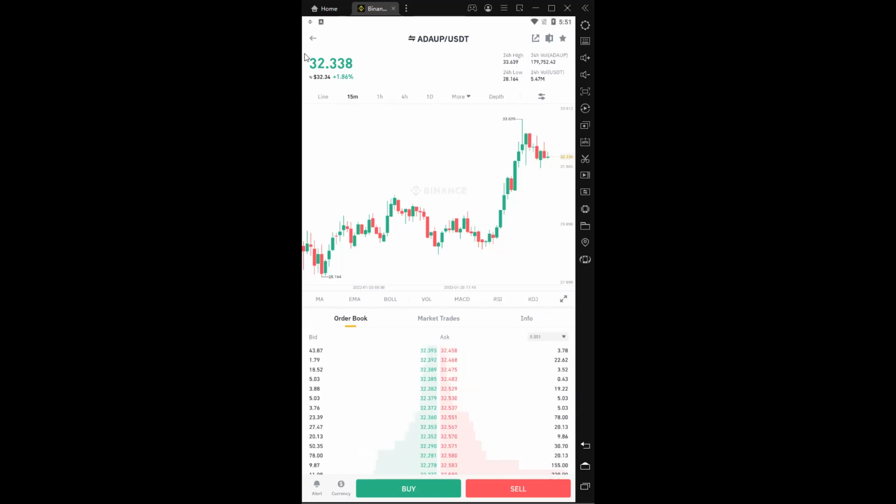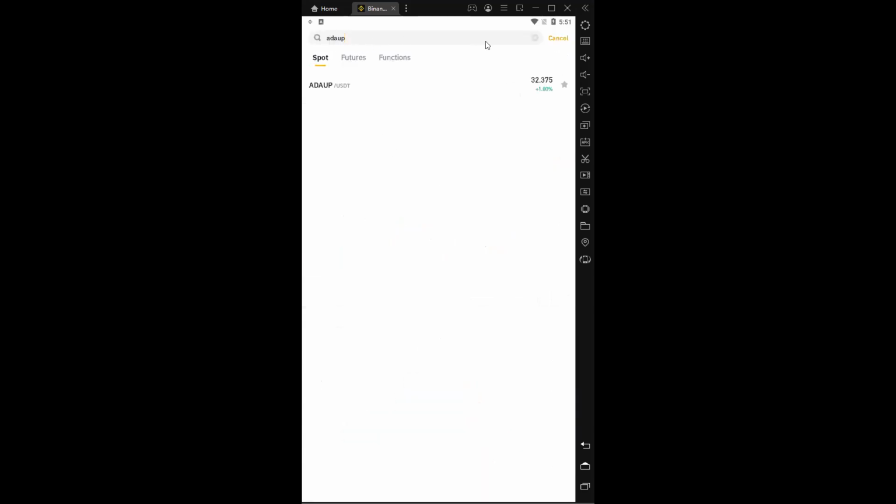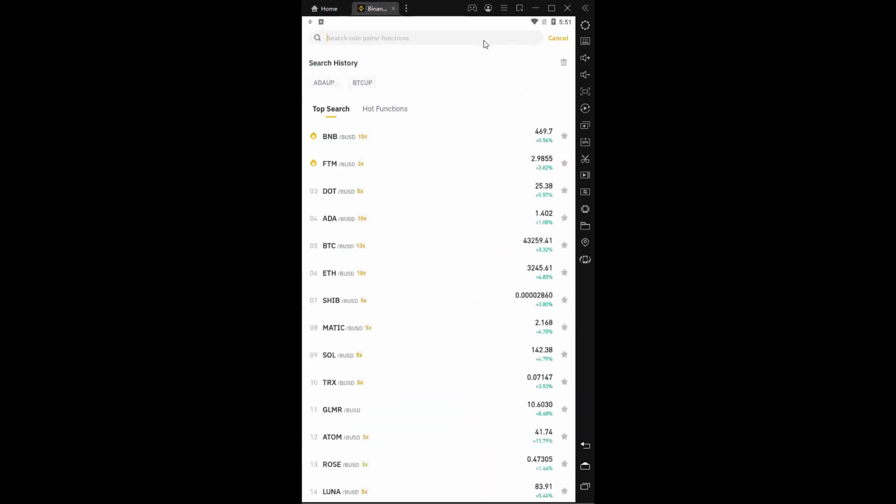Okay, what's the question now? How do you recognize a leverage coin? A leverage coin is a coin that has something up or something down on some exchanges. They are leverage tokens. With ADA up, it's telling you that you make profit if the coin keeps increasing. So if you notice that a market is going to dump, you want to buy the down leverage token.